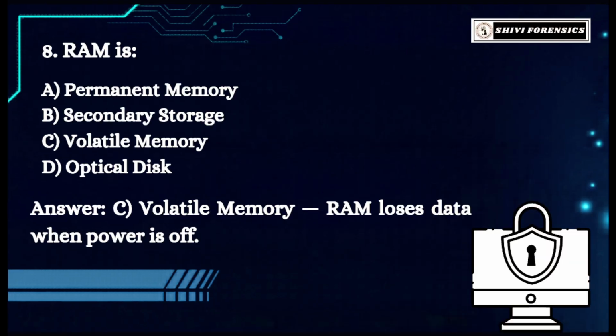Now our question number 8 is, what is RAM? Option A, permanent memory, option B, secondary storage, option C, volatile memory, option D, optical disk. For this, the correct answer is option C, volatile memory. RAM stands for Random Access Memory. It is known as volatile memory because its contents disappear when power is removed.